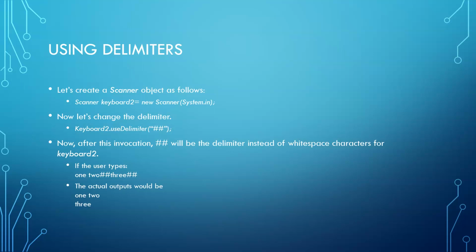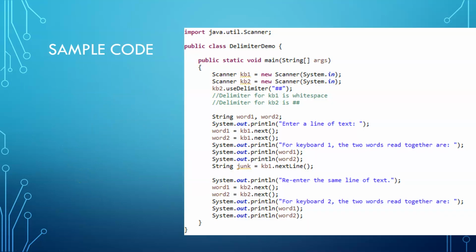Now note, if we had another Scanner object, keyboard1, let's say, it would not affect keyboard1. It's only going to affect keyboard2. Now, if the user types, let's say, 1 2 hash 3 hash, the actual output that we're going to expect will be 1 2, and then a new line, 3. Simply because it's looking at this right here with 1 2 as still one word, because we changed this from a whitespace character to the double hash to recognize, hey, that's the end of a word.